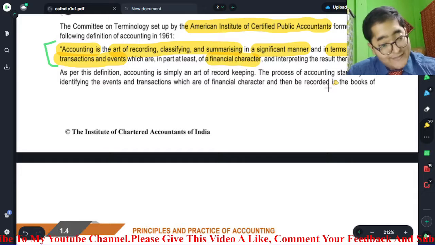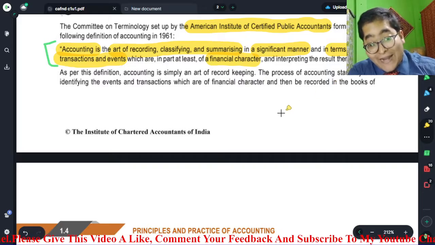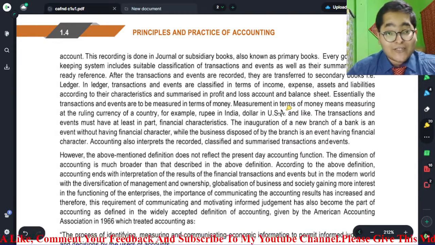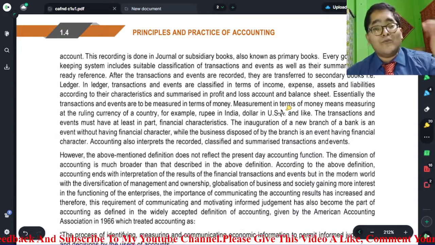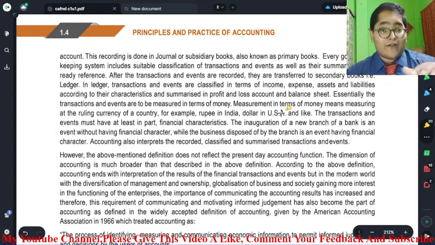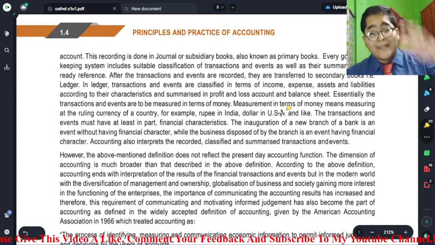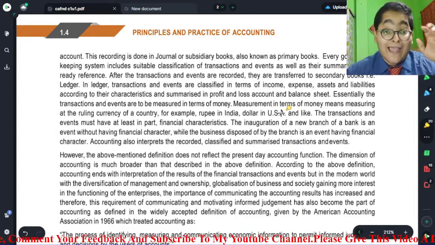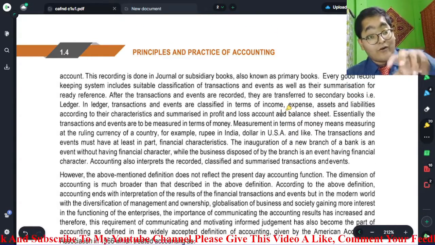The process of accounting starts by first identifying the events and transactions which are of financial character, which are then recorded in the books of accounts. So we need to first recognize the transactions. If you never know which transactions to record, how can you put this information into the books of accounts? If you record each and everything, the books where you are recording the transactions would become meaningless, right? That is why it needs to be identified which transactions and events are in monetary terms and need to be recorded.